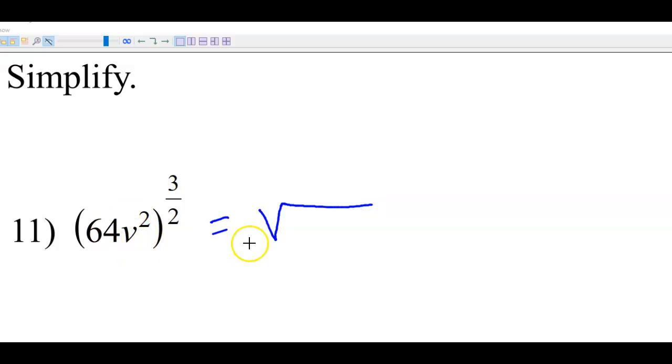So the 64v squared would go underneath, that's the base. The 3 is our power, so it's going to go out here. The 2 is our root, so that will go under here. Again, I'm just evaluating the root first, so I'm going to ignore the third power for now.